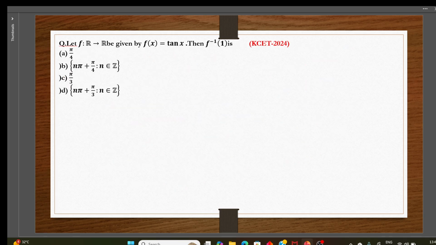Clear? Next question. Let a function from R to R.